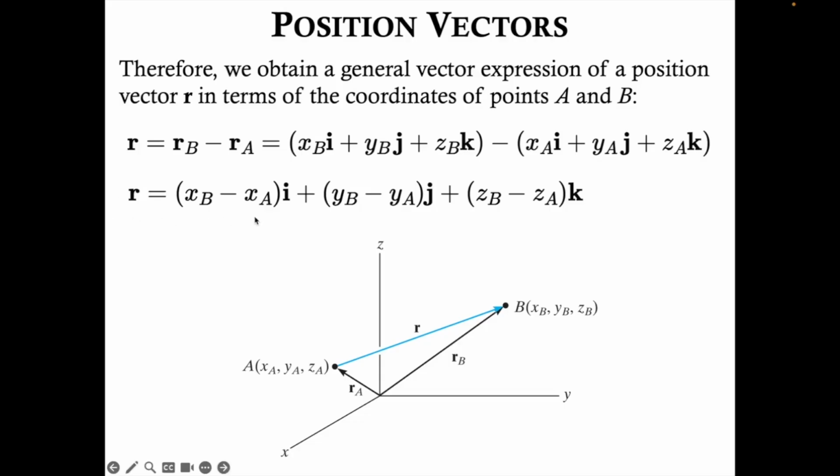xb minus xa represents the distance we would have to travel purely in the x direction to get from A to B, if we only traveled in the x direction. Okay, then we would also travel in the y direction to get from A to B, a distance yb minus ya, and then we would travel an amount in the z direction equal to zb minus za.